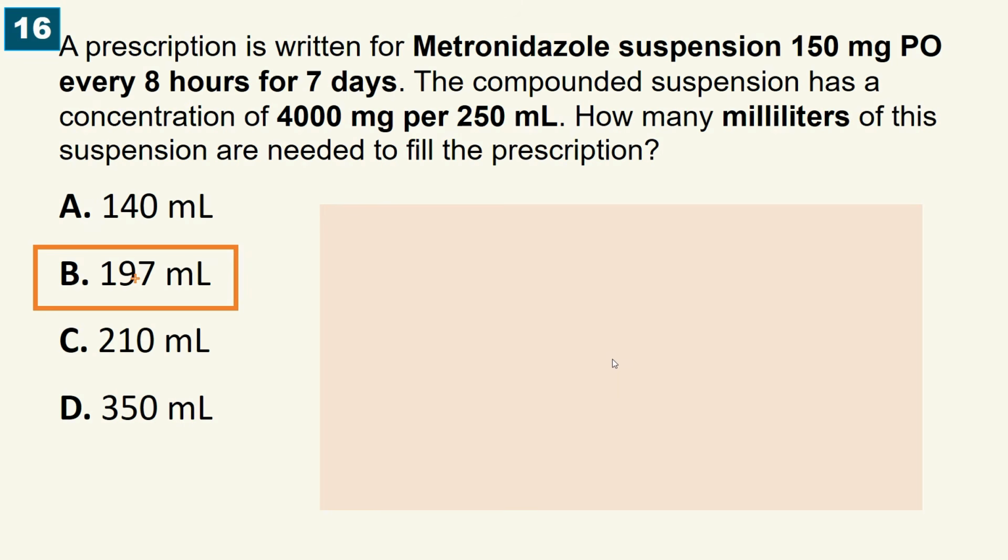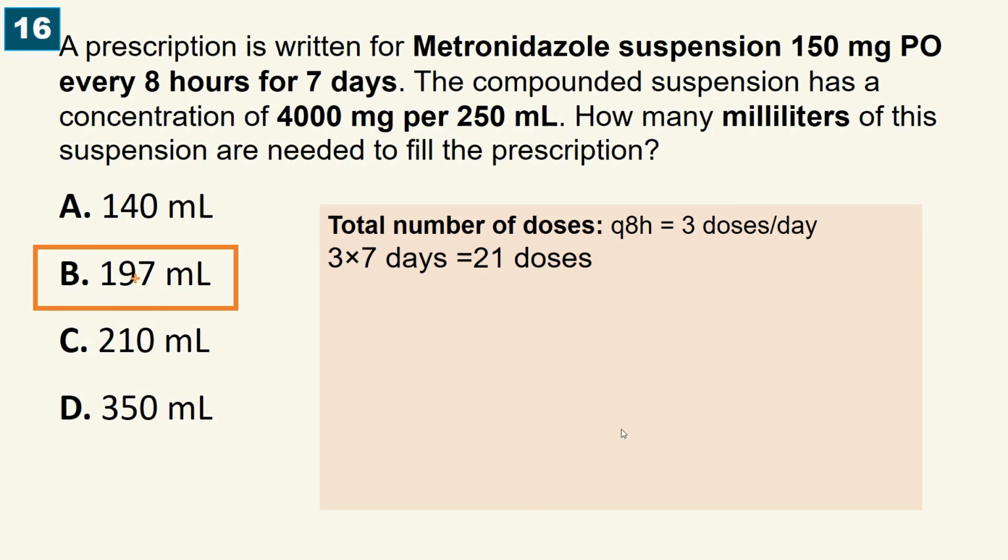So let's solve this one. Total number of dosages: every 8 hours means 3 dosages per day, and 3 times 7 days is 21 dosages. So basically, for 7 days, 21 dosages. And for the total milligrams needed, each dose is 150 milligrams.